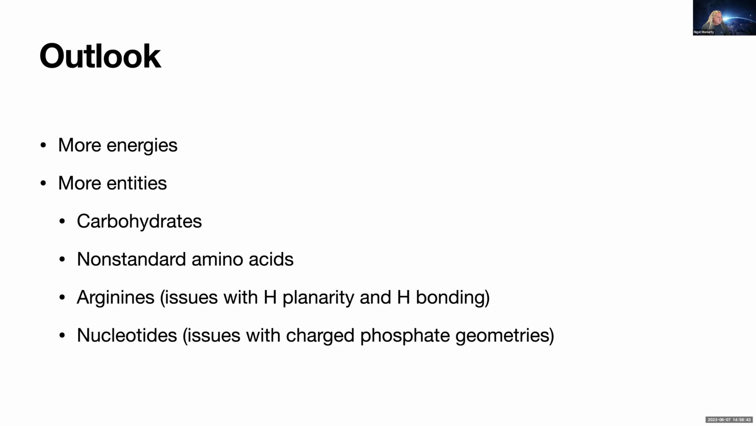The previous speaker spoke about issues like this, in that every time I've calculated something with a charged phosphate, the geometries seem to be a bit out of whack. And so I'm very interested to try and investigate why the phosphate geometries just don't seem to be supported by experiment.